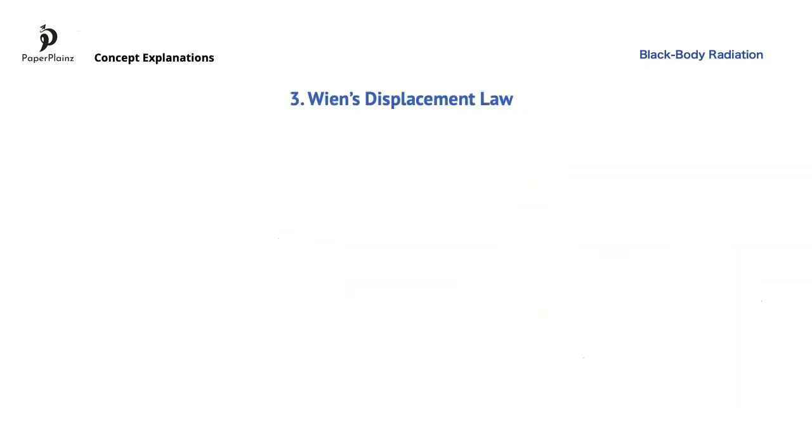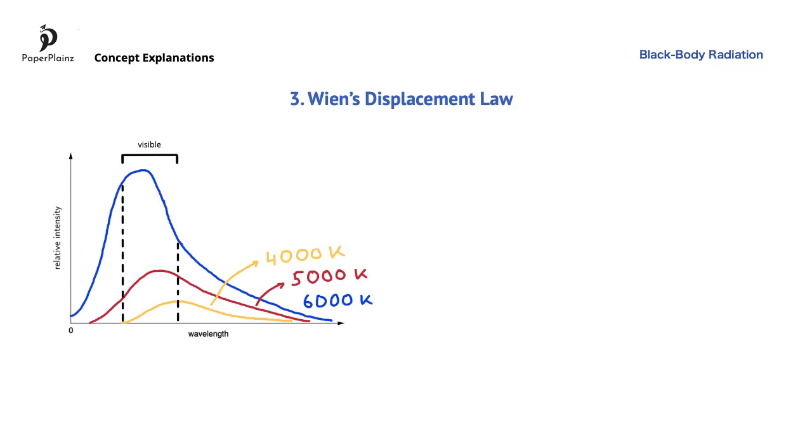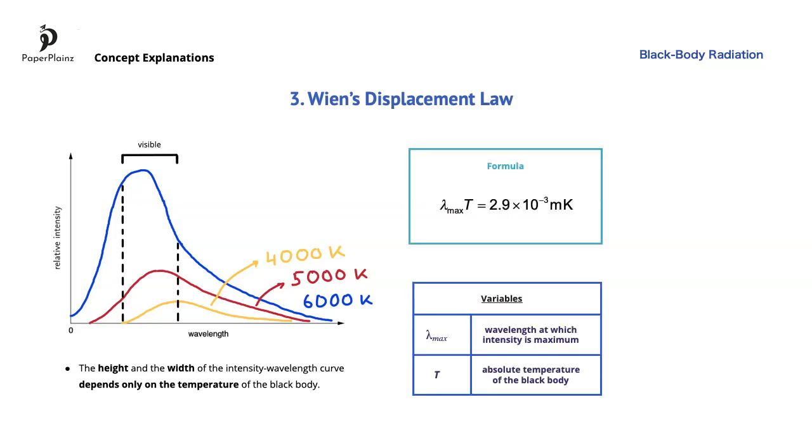Here are the relative intensity versus wavelength graphs that we've just drawn. What Wien discovered was that the height and the width of the intensity wavelength graph depends only on the temperature of the blackbody radiator. The full version of Wien's law allows us to calculate the wavelength at any point along the curve. In the IB physics course, we only use a simplified version of this law that allows us to calculate the peak wavelength. Here is the peak wavelength formula, along with the variables.